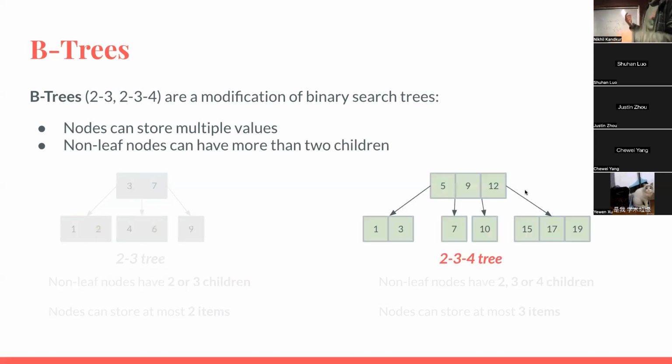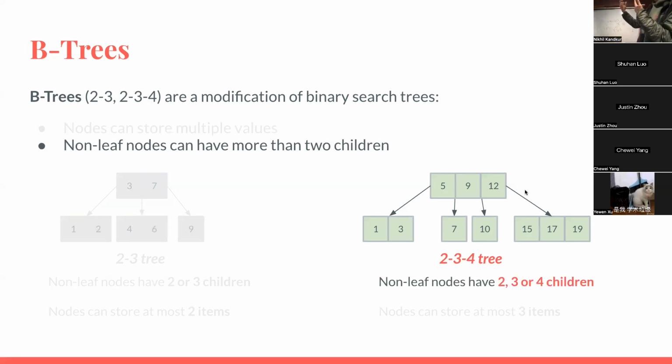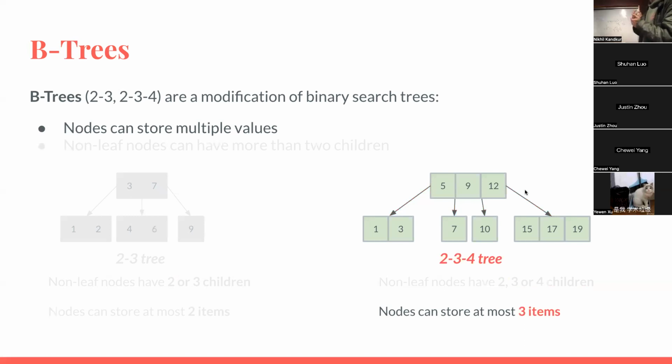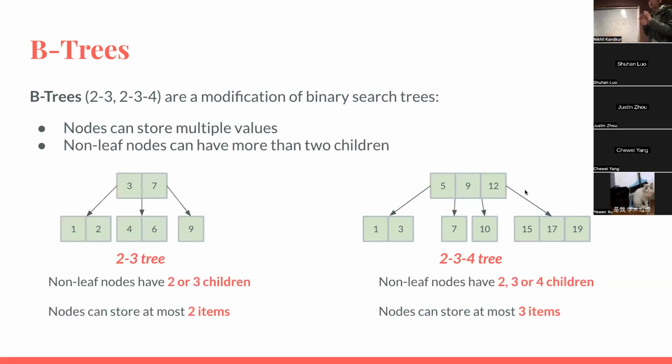The 2-3-4 tree essentially is going to be the same thing, except we add 1 to each. For instance, non-leaf nodes can have up to 4 children now, and each node can now contain at most 3 items, right? So those are these nodes right here. Yeah, so that's the general graph of what B trees are, right?